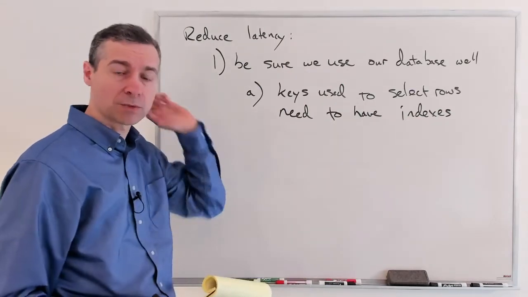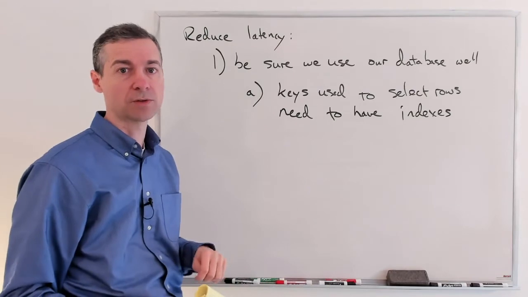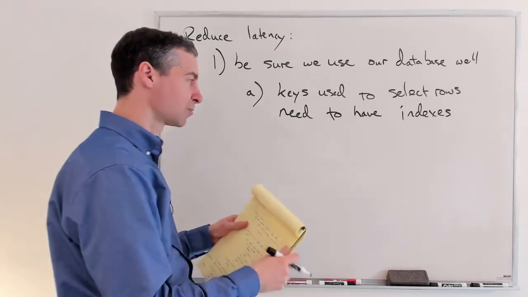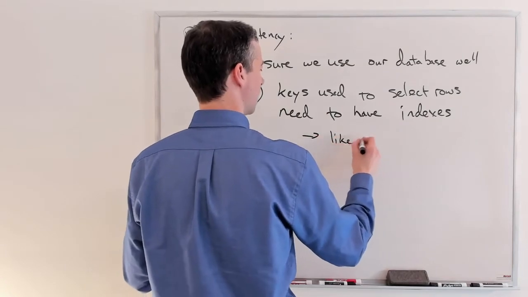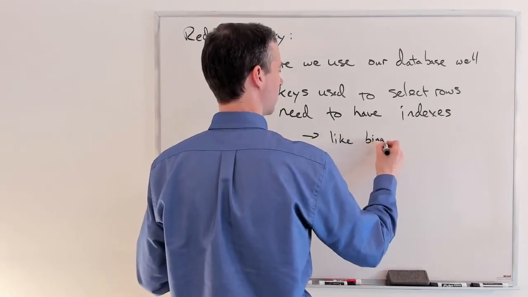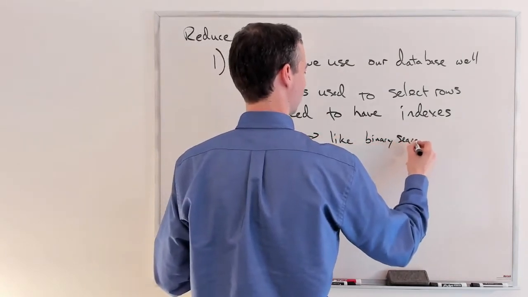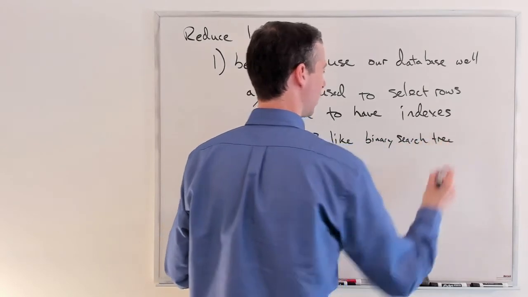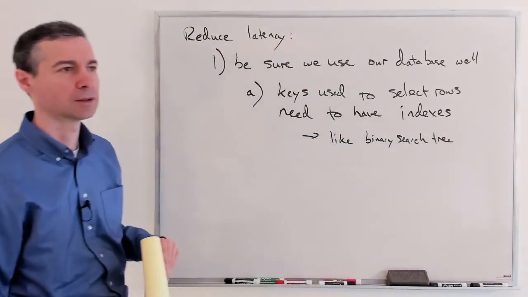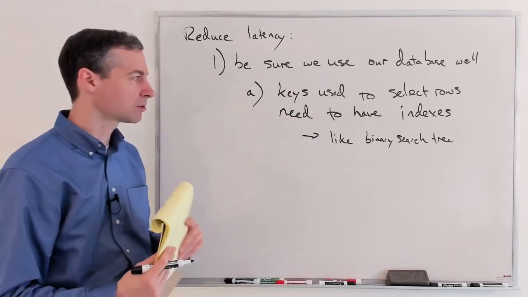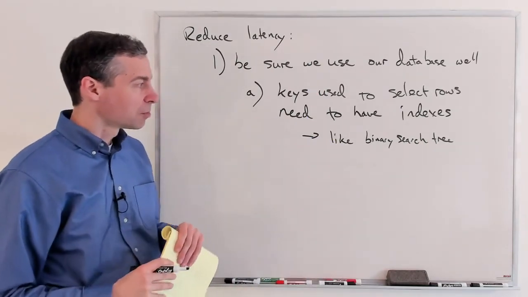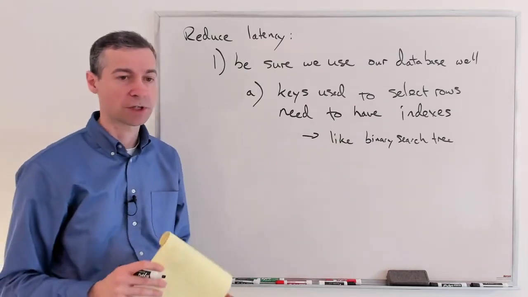Now, what's an index? Well, we talked about this in MSci 245, but as a quick refresher, you can think of an index as being like a binary search tree. They're actually not usually binary trees. They're usually B trees, which is a different type of search tree.